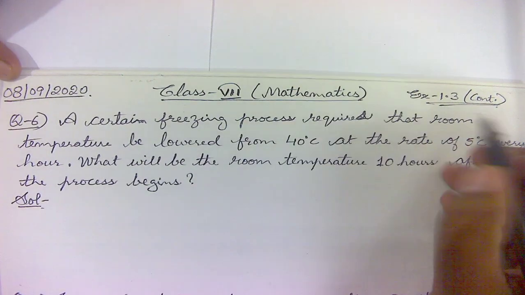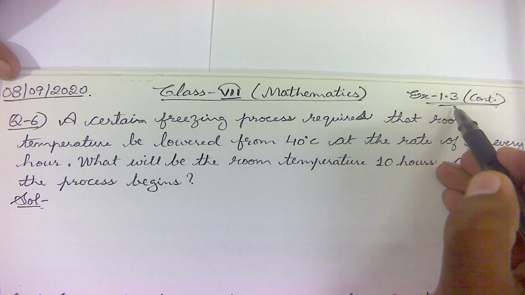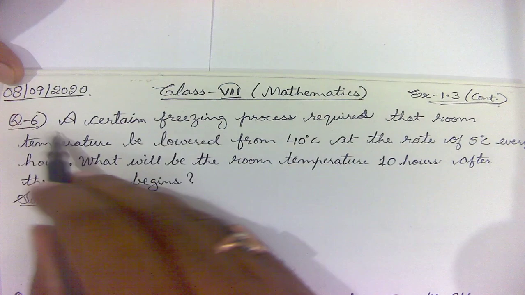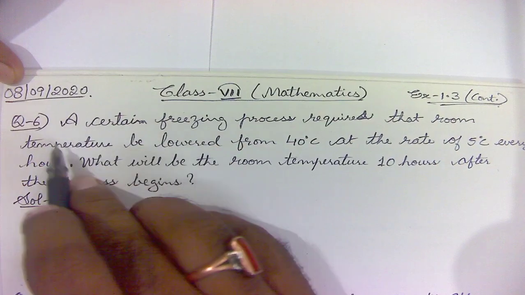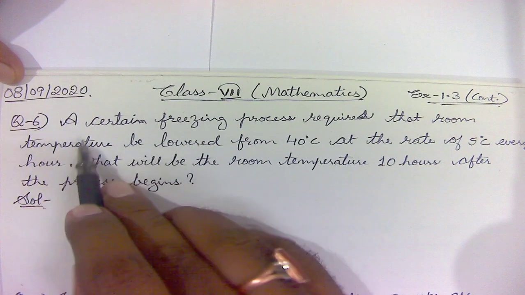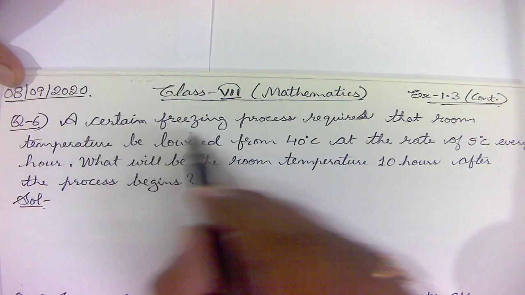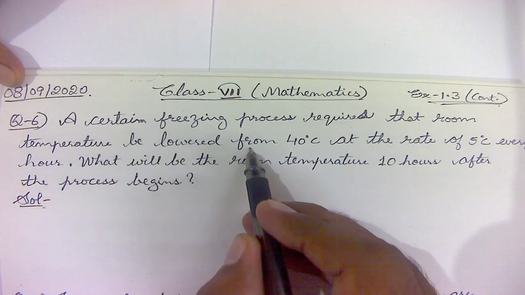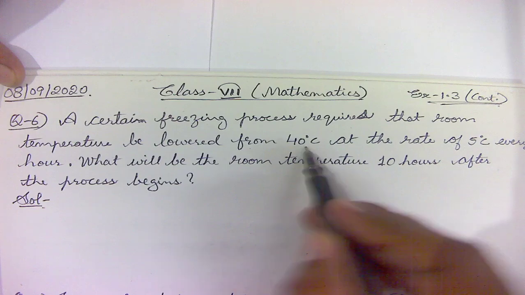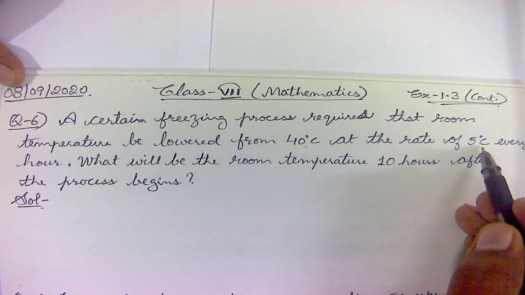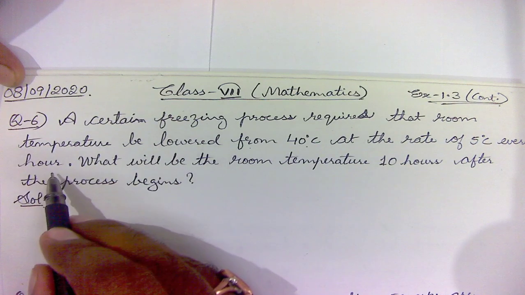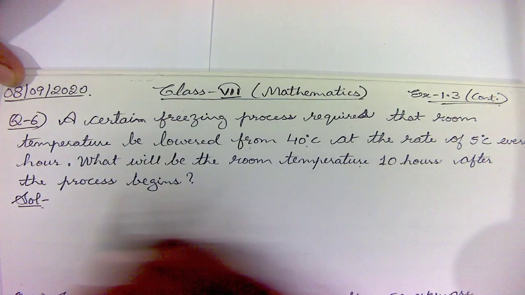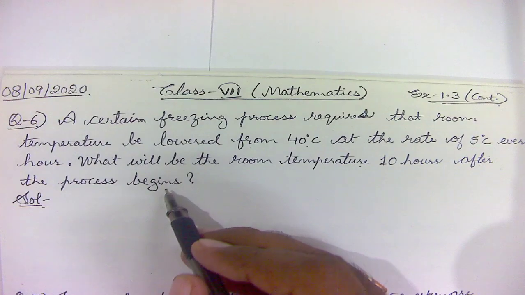So we'll continue the exercise 1.3 which we had done previously. Up to question 5 we had completed. So now let us begin with question 6. Question 6 says a certain freezing process requires that room temperature be lowered from 40 degrees Celsius at the rate of 5 degrees Celsius every hour. What will be the room temperature 10 hours after the process begins?